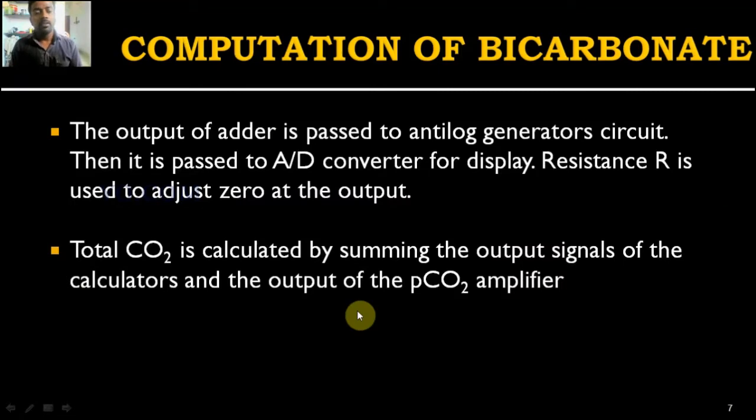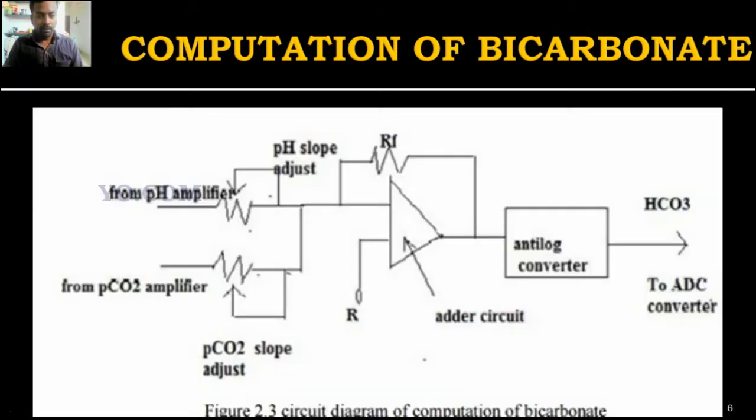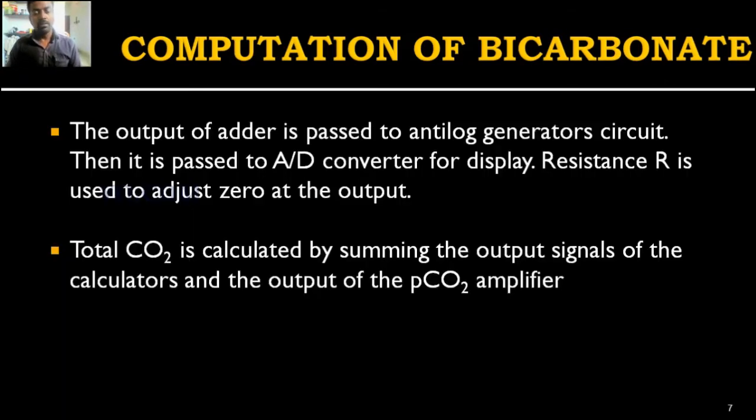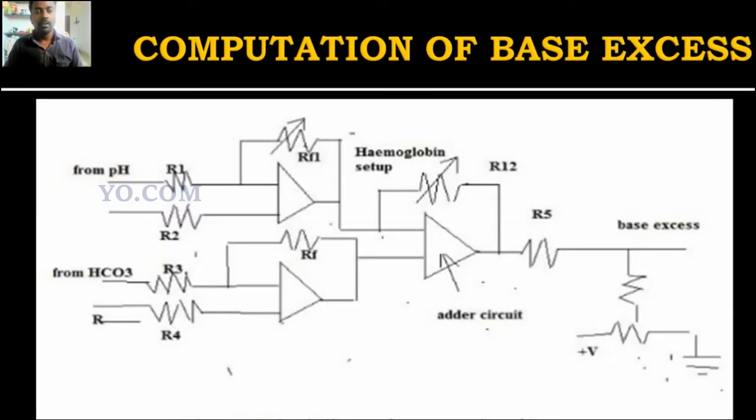The total CO2 is calculated by summing the output signal of the calculator and the output of the PCO2 amplifier. The total CO2 means the total carbon dioxide, calculated by adding the output signals of the calculator and the output of the PCO2 amplifier, because carbon dioxide is present in two ways, as dissolved PCO2 and as bicarbonate. By adding the different output signals from the calculator, we can get the total CO2 level.